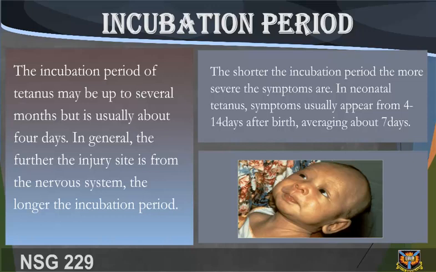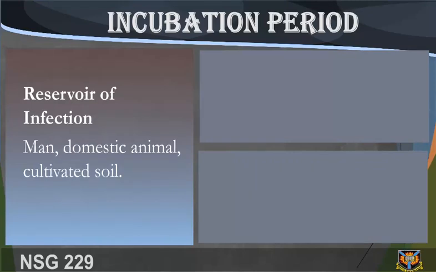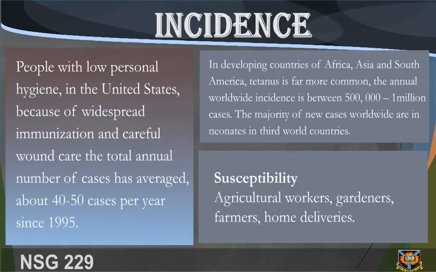In general, the further the injury site is from the nervous system, the longer the incubation period. The shorter the incubation period, the more severe the symptoms are. In neonatal tetanus, symptoms usually appear from 4 to 14 days after birth, averaging about 7 days. Reservoir of infection: man, domestic animals, cultivated soil. Incidence: people with low personal hygiene.